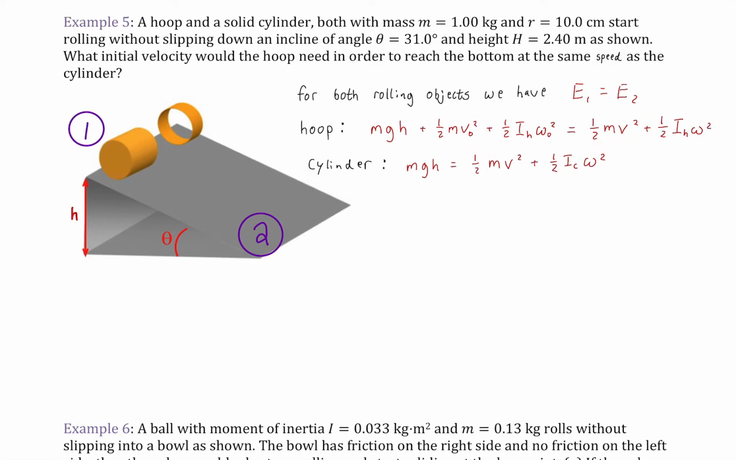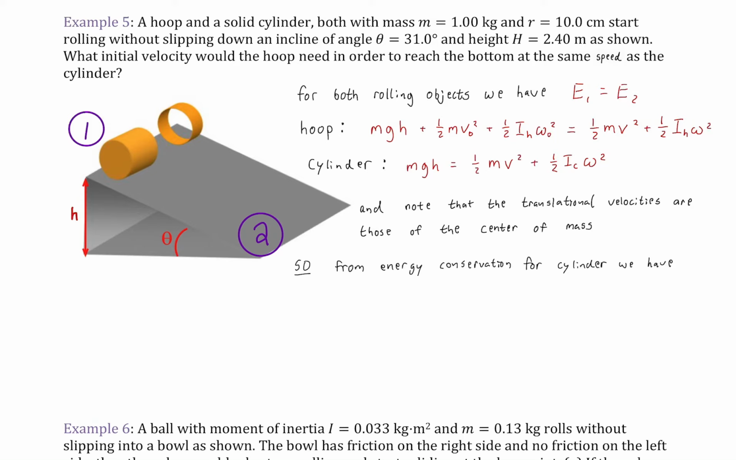And notice that we have IH for the moment of inertia of the hoop and IC for the moment of inertia of the cylinder. Okay? Next step. Note that the translational velocities are those of the center of mass. That's important, okay? We shouldn't forget that, but here we don't need to call special attention to it.